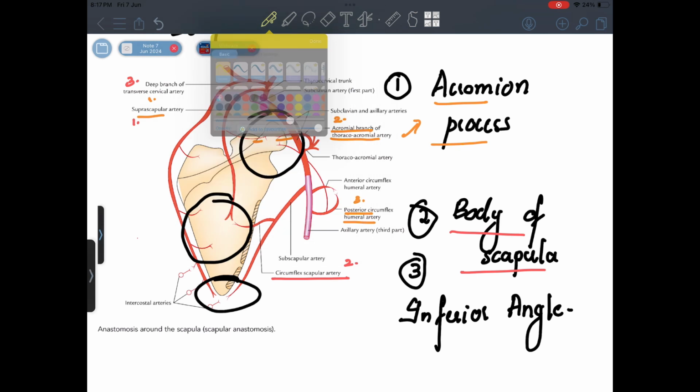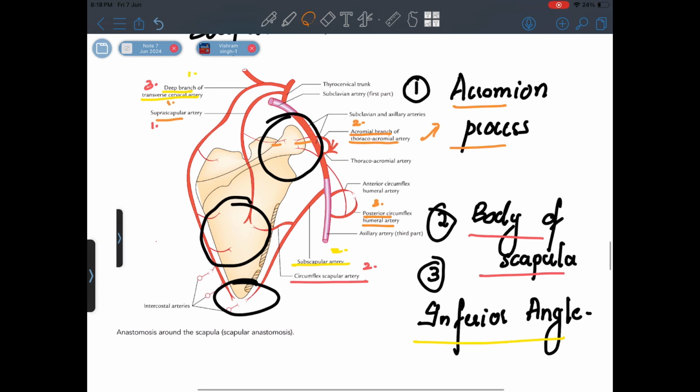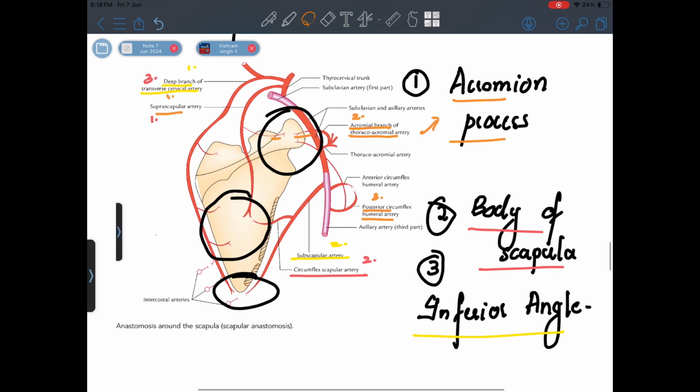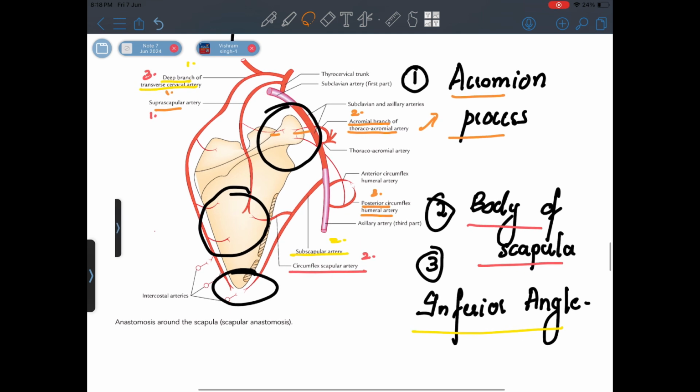And now at the inferior angle, marking it with yellow. Again, we have the deep branch of the transverse cervical artery and the subscapular artery, which is from the third part of the axillary artery. So these are the branches which constitute the scapular anastomosis. Should be pretty simple to remember. I want you to draw these diagrams and learn so that it stays in your memory.